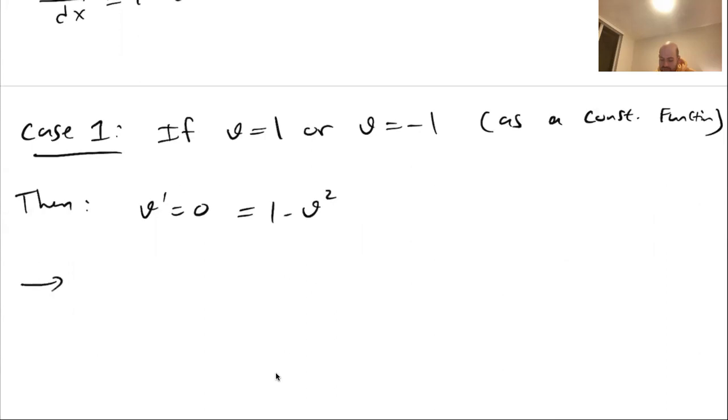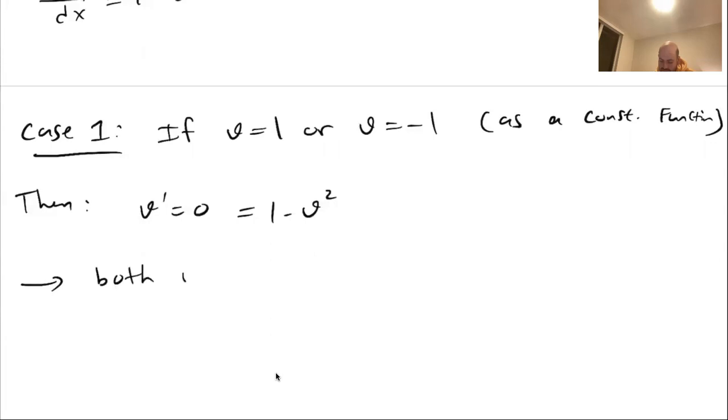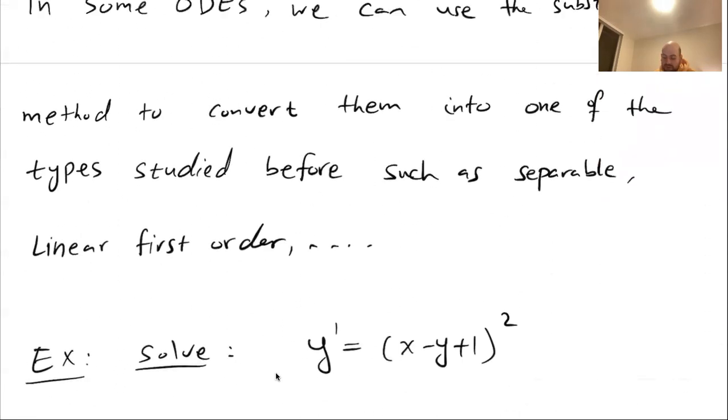And so that means we have solutions. So v equals 1 and v equals -1 are both solutions for our ODE. But remember, our goal was to find y.